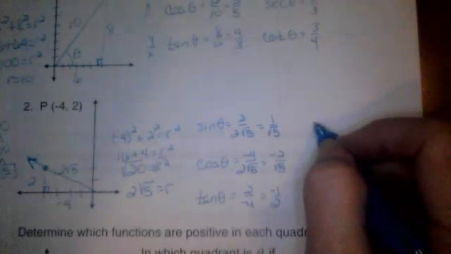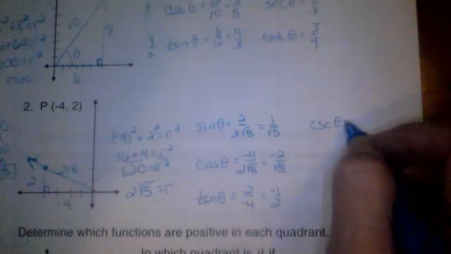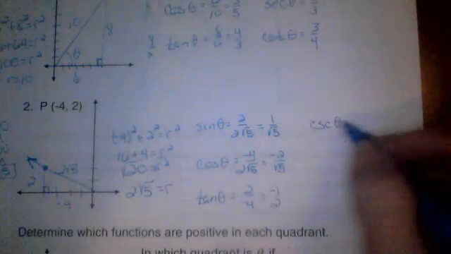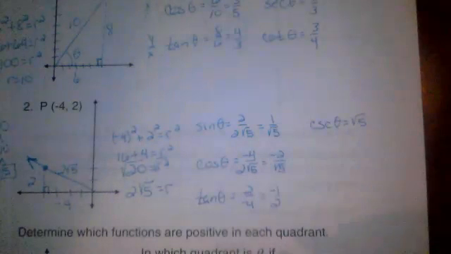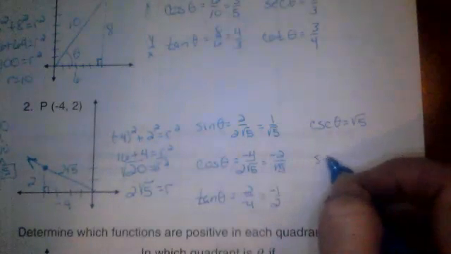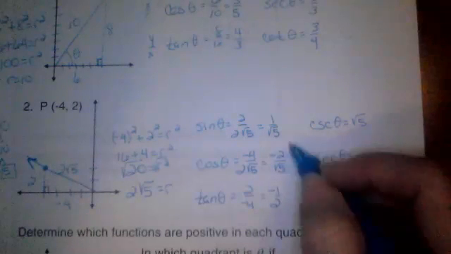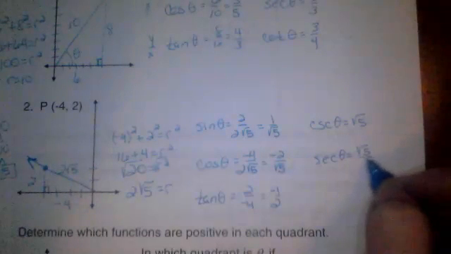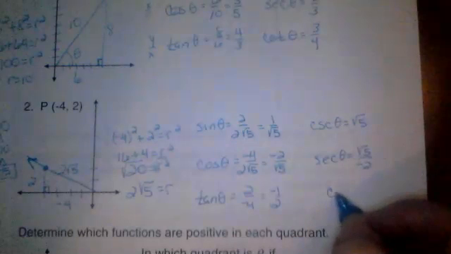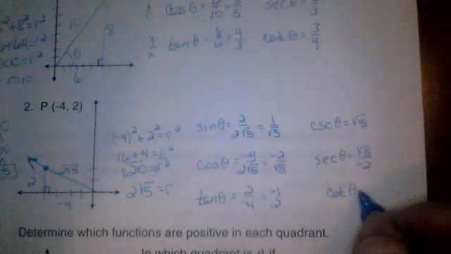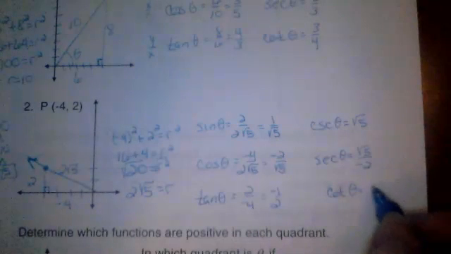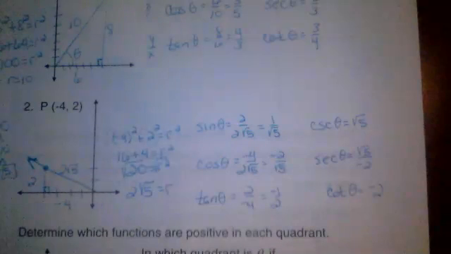Okay, for the cosecant, we just flip this over, so it would be the square root of 5 over 1, or just square root of 5. Secant, we're going to flip it over, square root of 5 over -2, and cotangent, 2 over -1, or just -2. All right.